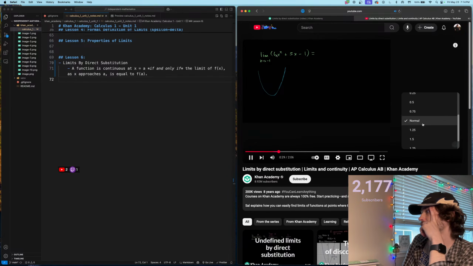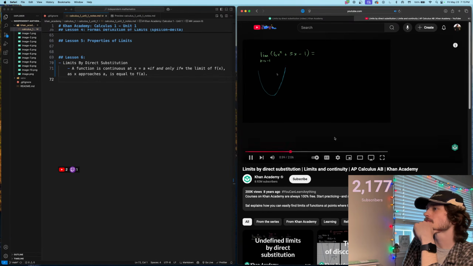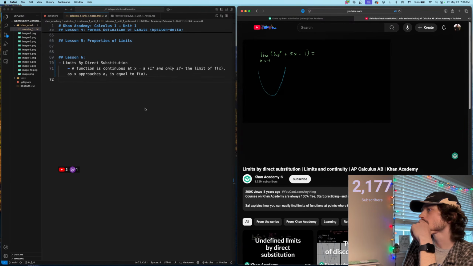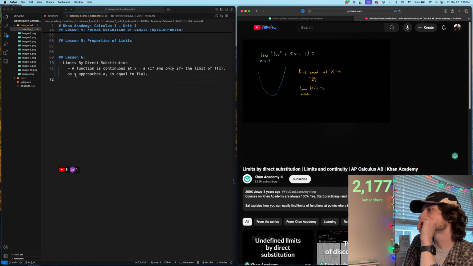In general, a quadratic like this is going to be defined for all real numbers, and it's going to be continuous for all real numbers. And so if something is continuous for all real numbers, then the limit as x approaches some real number is going to be the same thing as just evaluating the expression at that real number. We know that some function is continuous at x equals a if and only if the limit as x approaches a of f of x is equal to f of a.